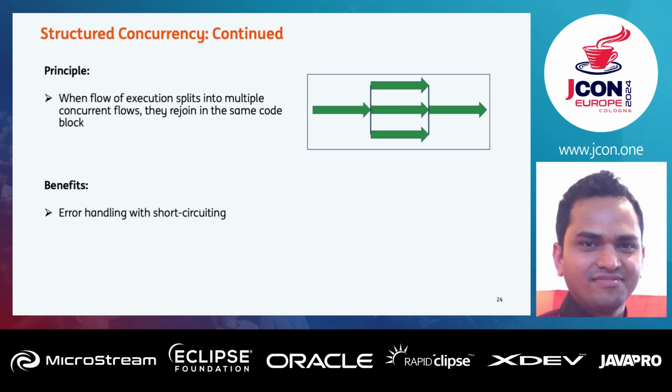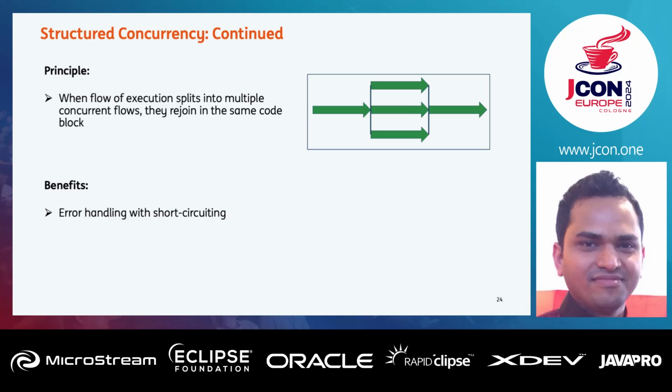The first advantage is error handling with short circuiting. So here you want all the subtasks to be finished. Now what if one of them fails? In that case, there is no point in continuing with the other tasks, right? Because one fails, you don't want to continue execution, because anyway your entire operation has failed. So therefore, you immediately cancel these other tasks, and that is what short circuiting is.